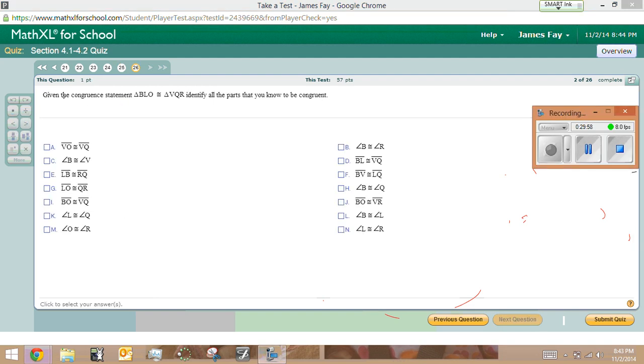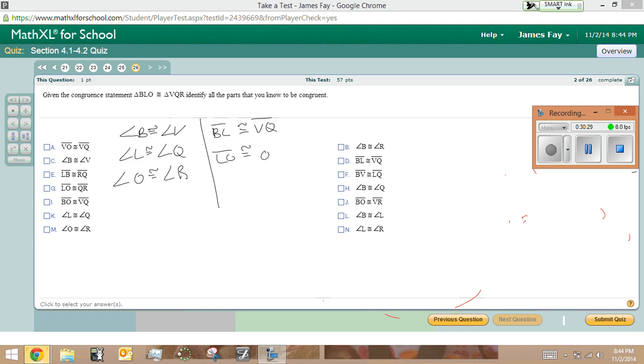So given the congruent statement, triangle BLO congruent to triangle VQR, identify all the parts that you know to be congruent. Let's start with the angles. Angle B, congruent to angle V. Angle L, congruent to angle Q. And angle O, congruent to angle R. Then I'm going to go to the sides and say BL, congruent to VQ. LO is congruent to QR, and then BO is congruent to VR.